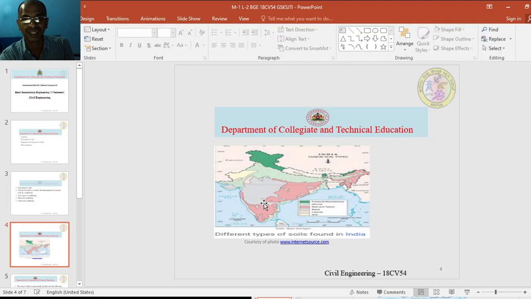Whenever water gets released from the soil, it shrinks, but as the soil is not an elastic material, it is an elastoplastic material, during shrinkage it produces multiple cracks. We can see in Gulbarga, Bijapur, Raichur, Davanagere region, multiple cracks on the surface of the soil. This is because of black cotton soil deposit. And the swell-shrink behavior is caused by the presence of one mineral in the clay, which is called montmorillonite.